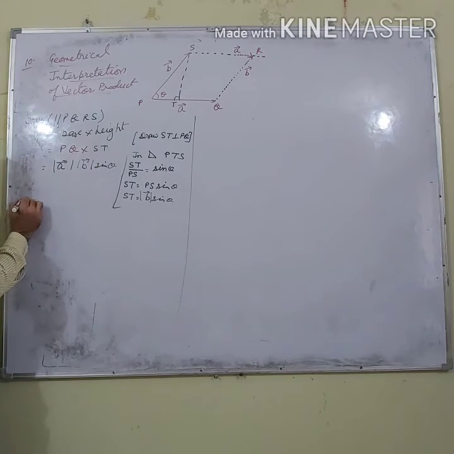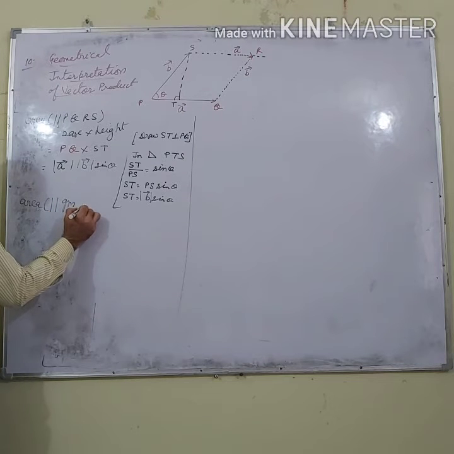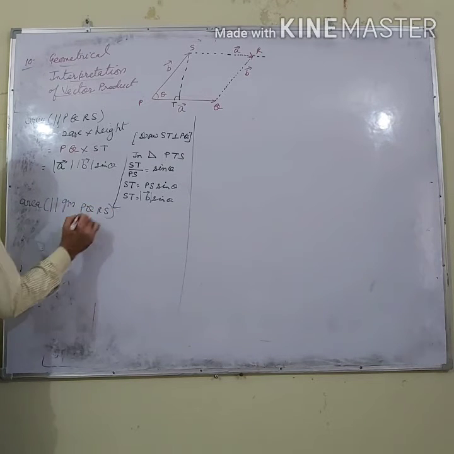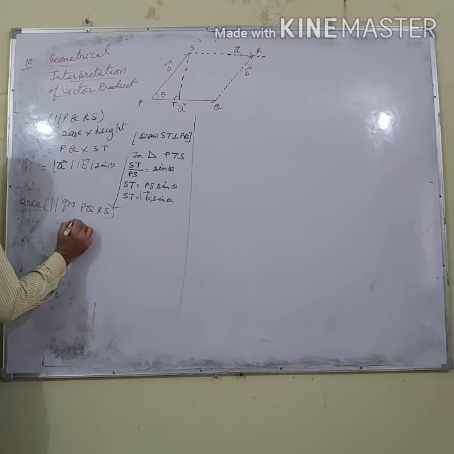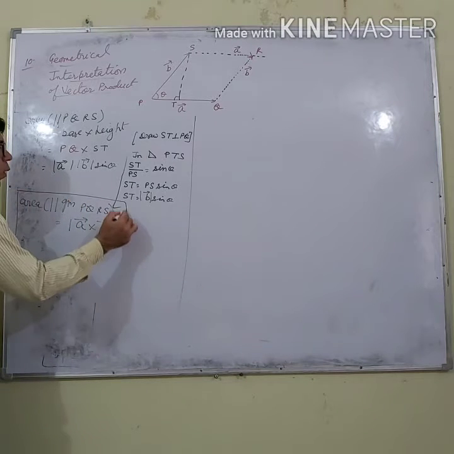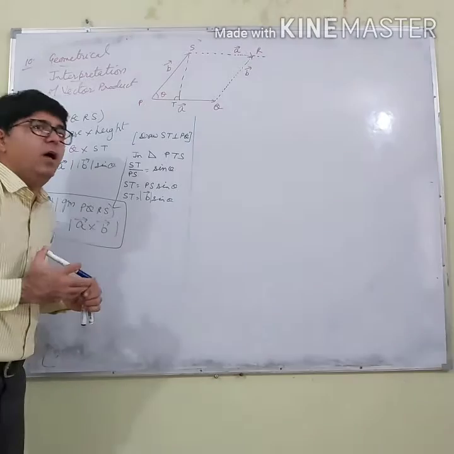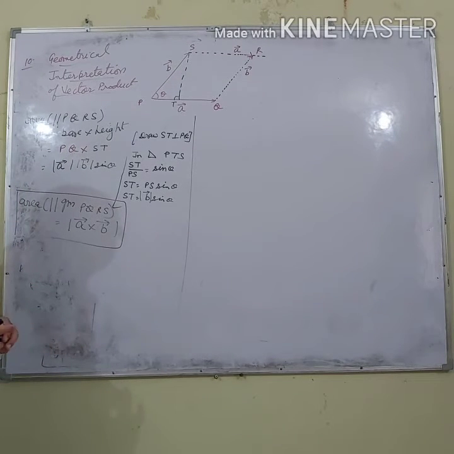What is this? You can say it is the area of parallelogram PQRS. It is the magnitude of A cross B. So what does it mean? It means that the area of a parallelogram is given by the magnitude of the cross product of two vectors. Whenever these vectors are multiplied like a cross product, it gives the area of the parallelogram.